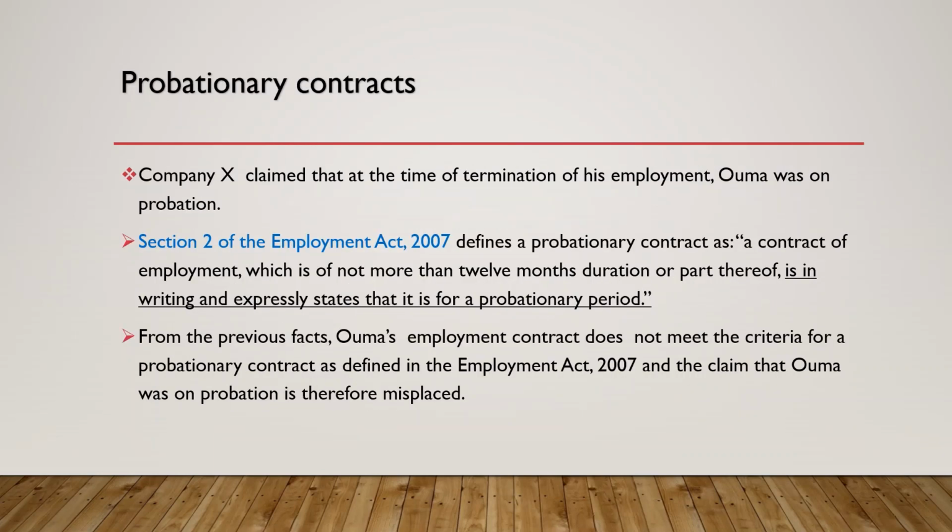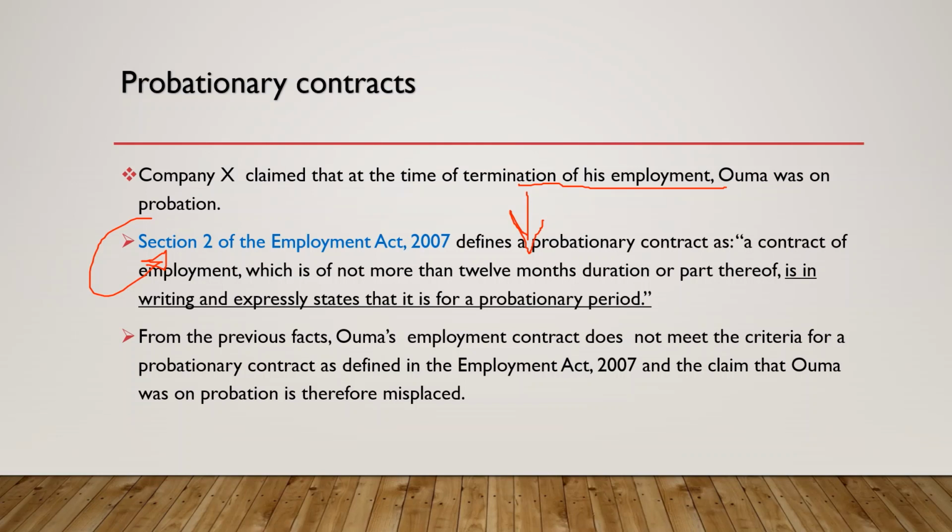The next point we need to address is the claim by Company X that at the time of terminating Ouma's contract, he was working on probation. Now, to address this claim, I want us to refer to Section 2 of the Employment Act of Kenya 2007 that defines what a probationary contract is. Remember, Company X is claiming that Ouma was working on probation.